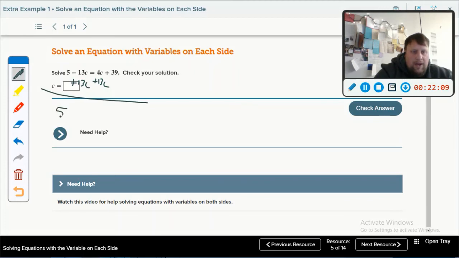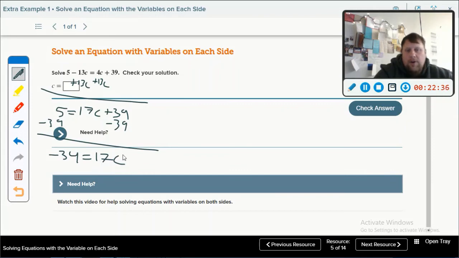I'm going to end up with 5 equals, and what's 4c plus 13c? That's 17c plus 39. Now I'm going to get my numbers on the left, so minus 39, right, because that's the opposite of plus. Minus 39 is going to get me negative 34 equals 17c. And now I need to get the variable by itself. So I'm going to divide by 17 to undo that multiplication by 17. Divide by 17, divide by 17. Negative 34 divided by positive 17 means that c equals negative 2.